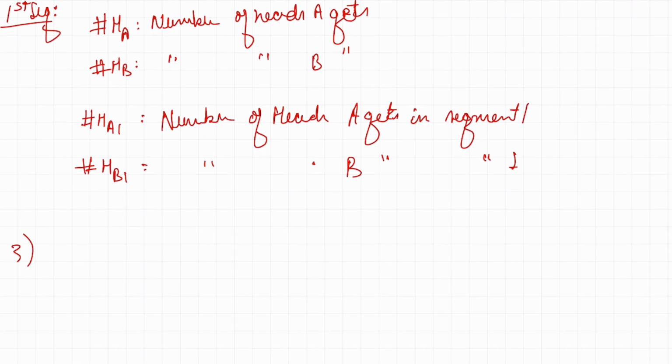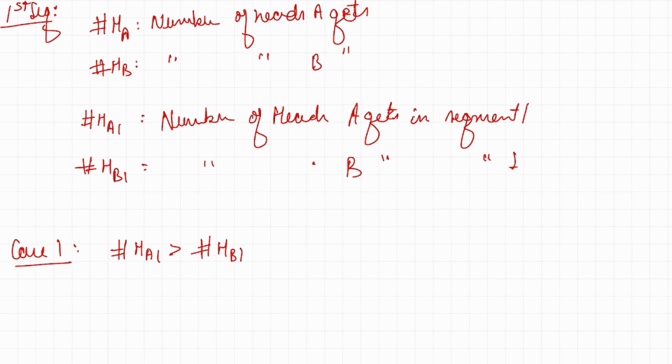Okay, three cases. So case 1, the number of heads which A gets in the first segment is greater than the number of heads B gets in the first segment. So what I'm saying is both these players, let's say they just had n coins, and if they toss all these n coins simultaneously, what are the cases in which the number of heads that A gets using these n coins is more than the number of heads B gets using the n coins.